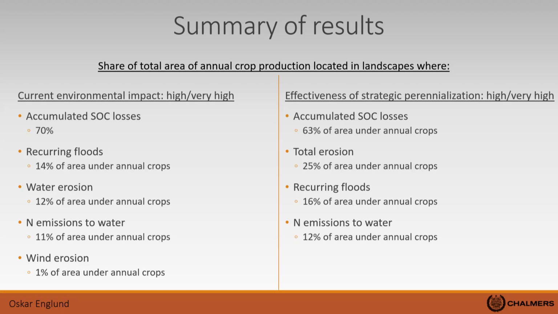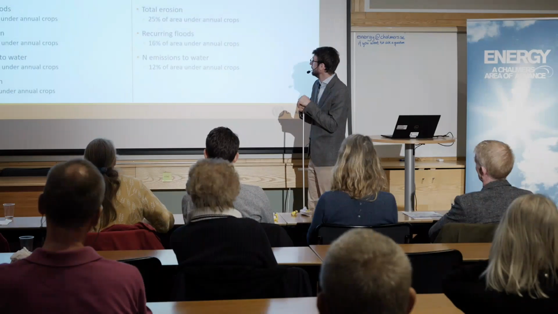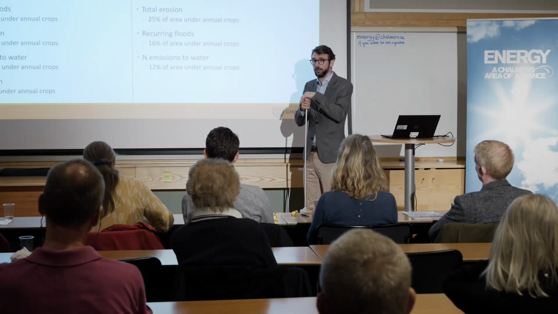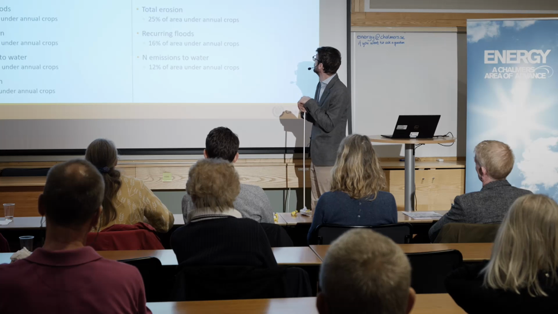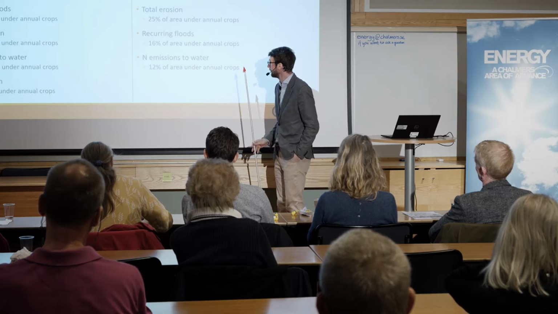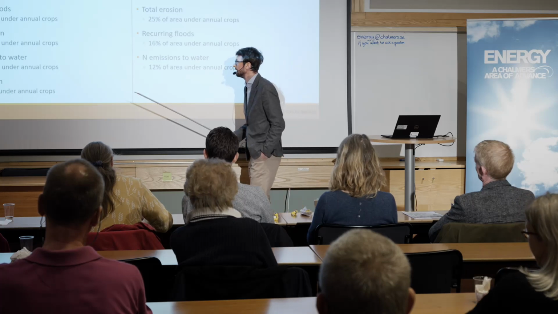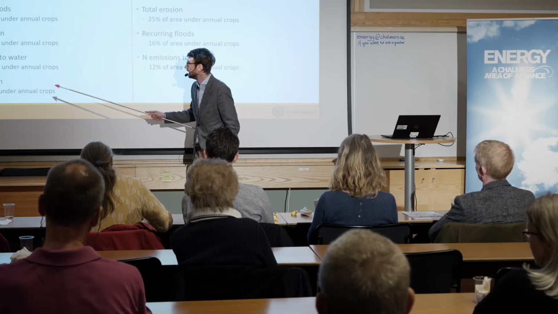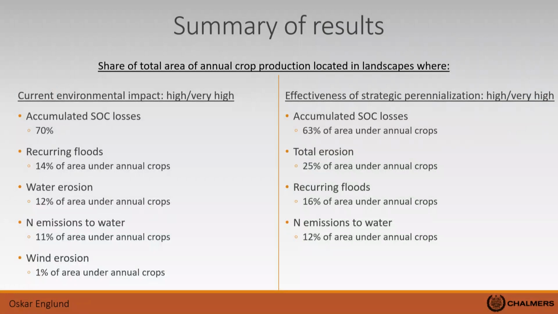But combined, a quarter of the annual crop production in Europe can be subject to strategic perennialization with very high effectiveness when it comes to mitigating total erosion. For nitrogen emissions to water, it's high or very high for 11% of the area under annual crops. Similarly for the mitigation effectiveness.